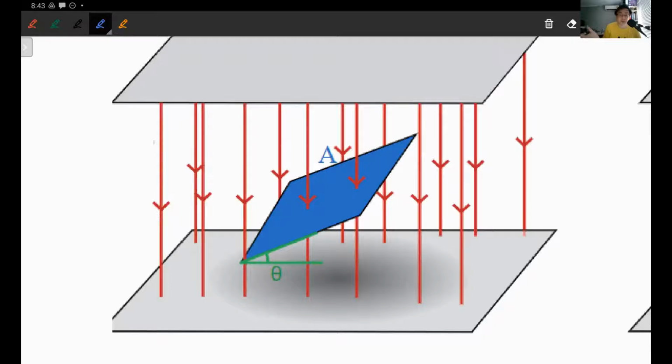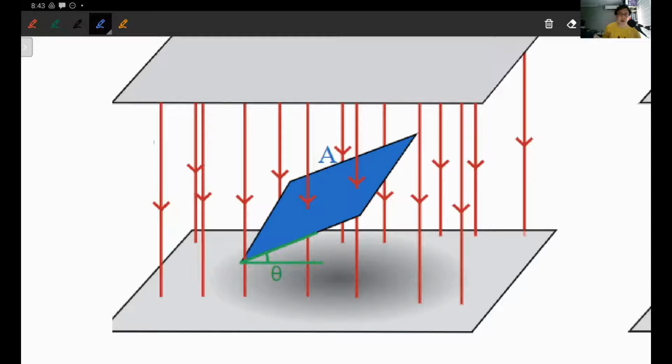So what are you going to do? Well, actually, can we do a component of the area? This is kind of weird. It sounds really weird, right? Can we do a component of an area?